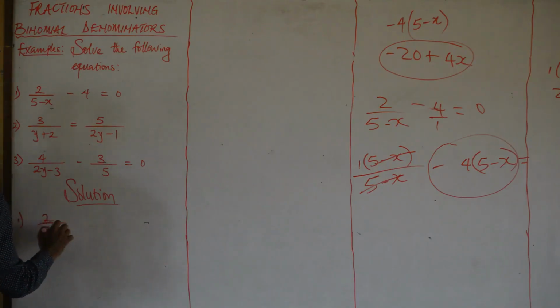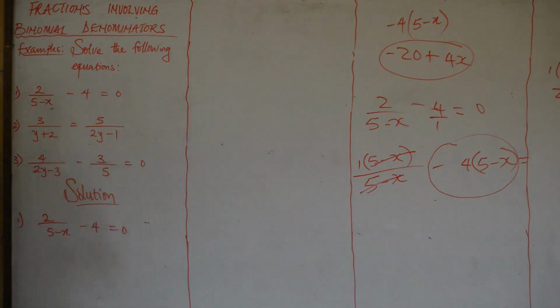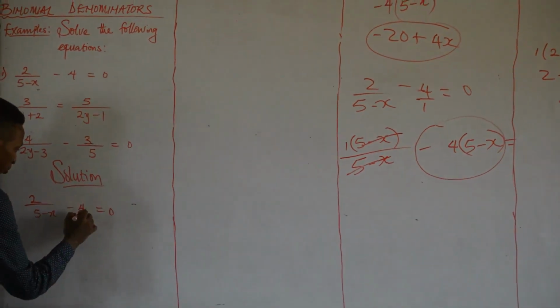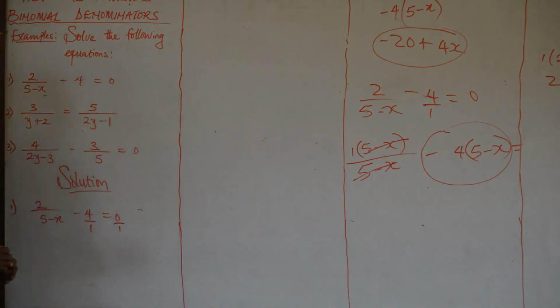We have 2 divided by 5 minus x, minus 4, equals 0. So what I said initially was, guess the LCM. This 4 is not standing alone. It's standing as all over 1. 0 is also standing as all over 1. You are writing it there just for you to be able to see the brackets, the fraction that is there.